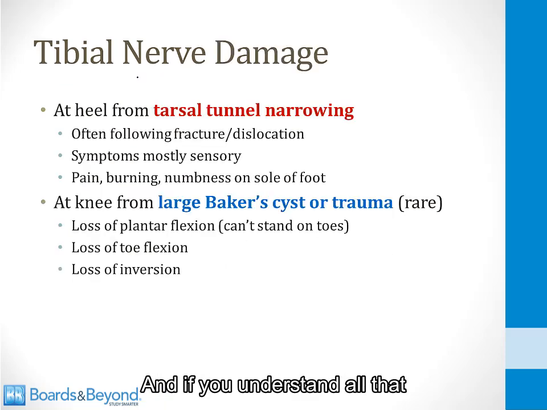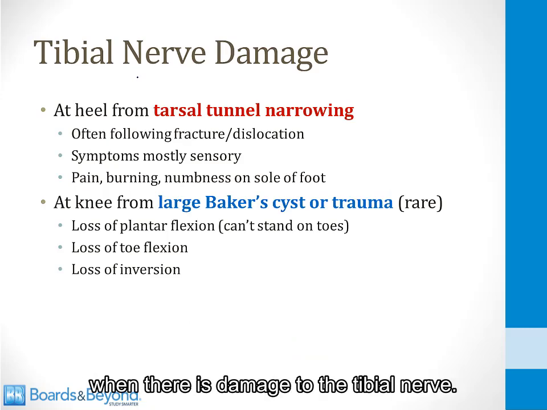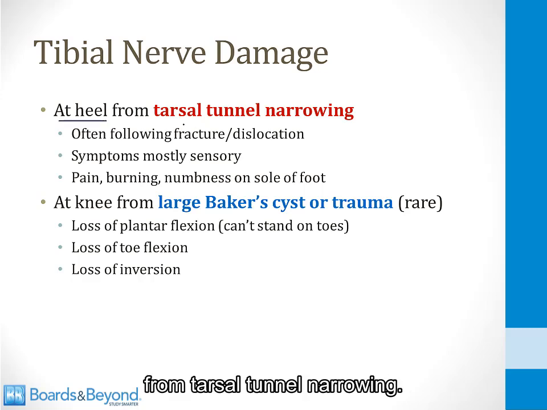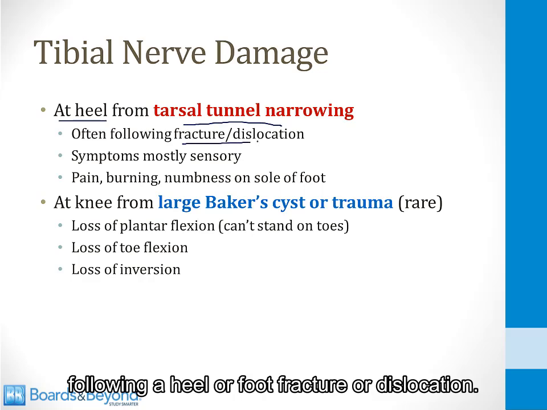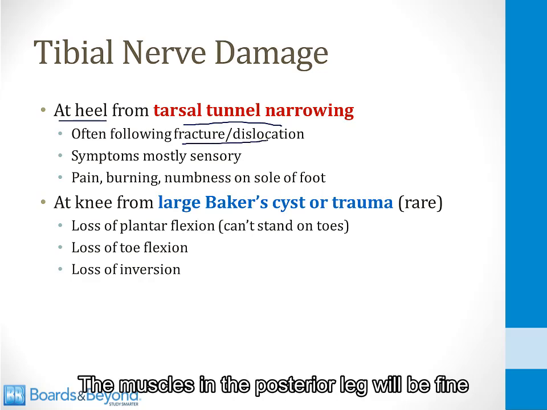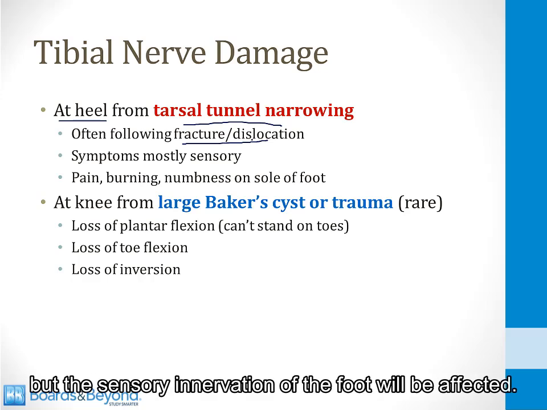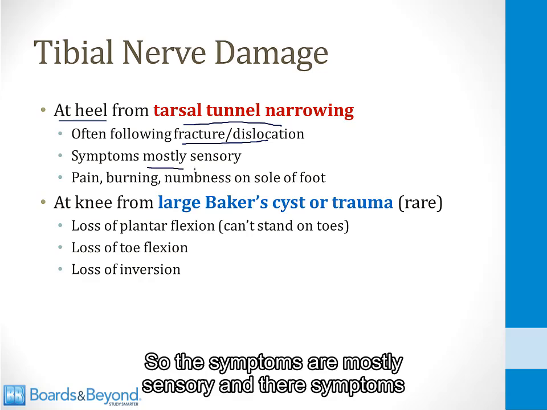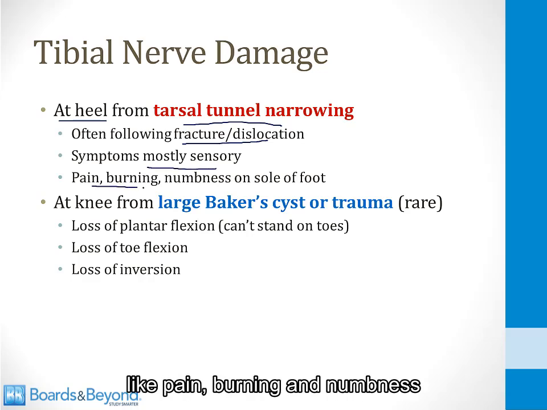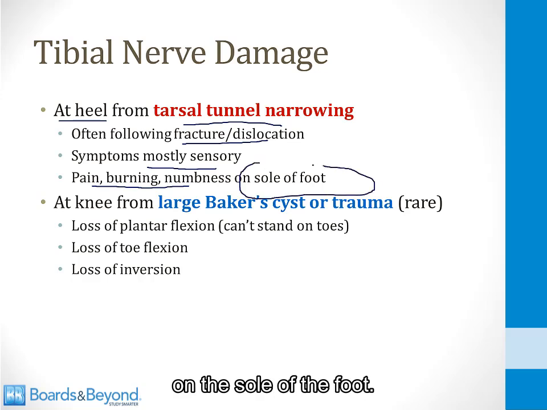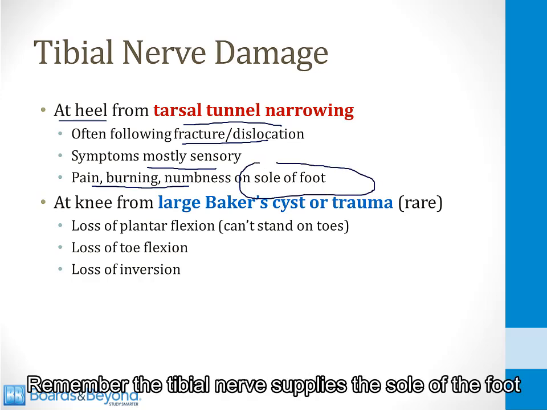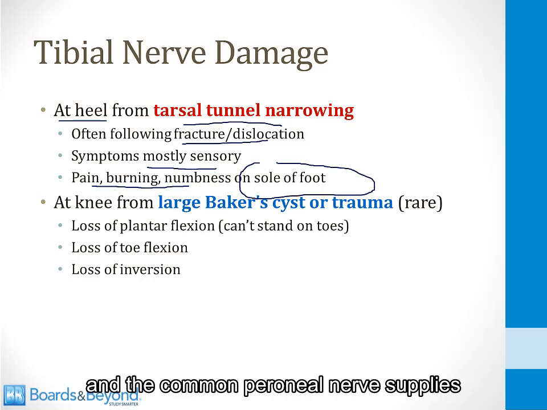And if you understand all that, it's very easy to understand what happens when there is damage to the tibial nerve. The nerve can be damaged at the heel from tarsal tunnel narrowing. This often happens following a heel or foot fracture or dislocation. The muscles in the posterior leg will be fine, but the sensory innervation of the foot will be affected. So the symptoms are mostly sensory, and they are symptoms like pain, burning, and numbness on the sole of the foot.